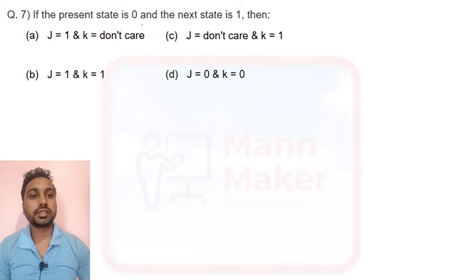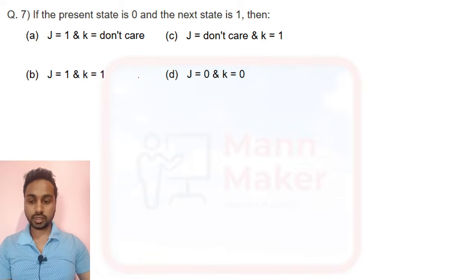If the present state is 0 and the next state is 1, then what is the condition for a JK flip-flop?